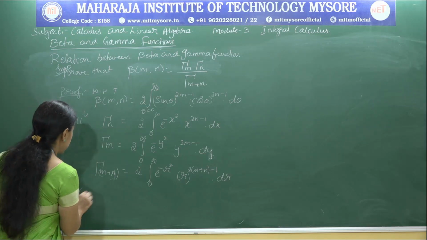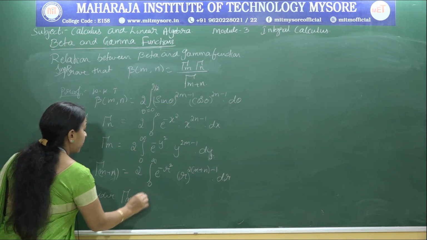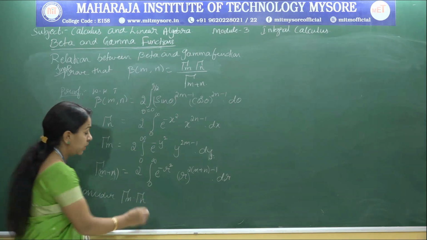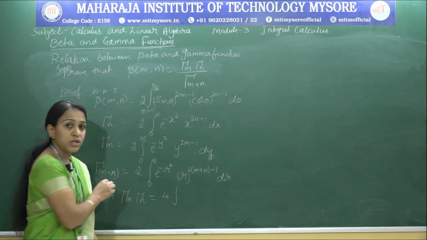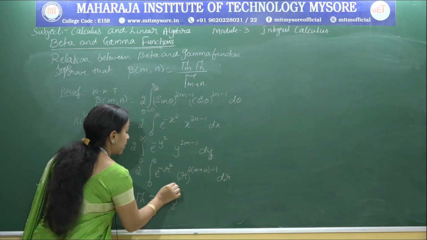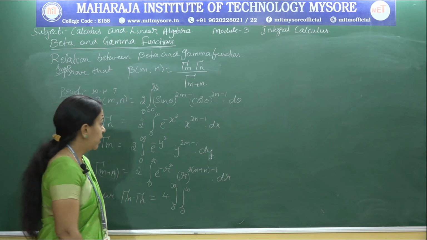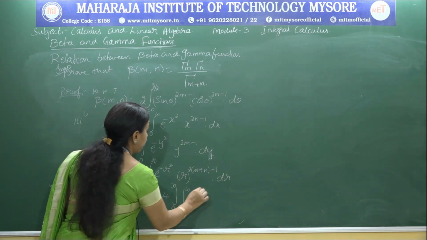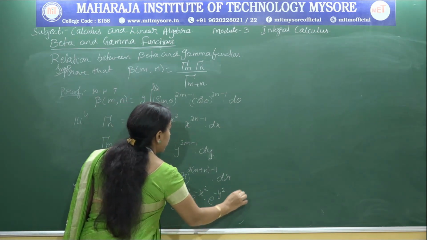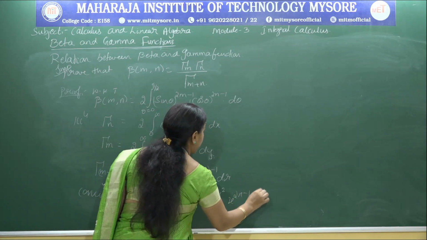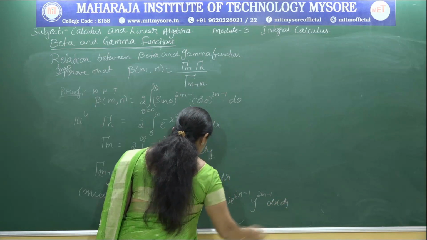So consider gamma m into gamma n, that's equal to, so the multiple is 2 2s are 4 times of, again instead of writing the line integral, I write the double integral 0 to infinity, because the integral limits are same, I can write directly. So e to the power of minus x square e power minus y square into x to the power of 2n minus 1 into y to the power of 2m minus 1 into dx dy.